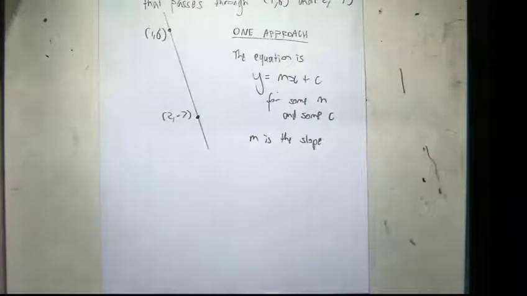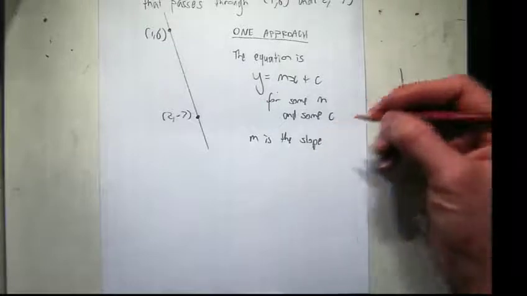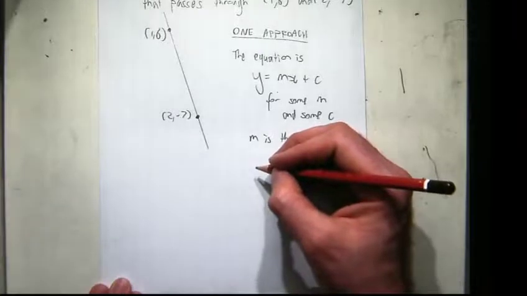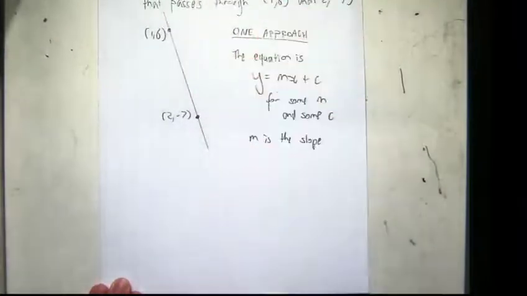So I could just say, all right, 6 equals m times 1 plus c, minus 7 equals m times 2 plus c, and try and figure out what m and c would have to be to make that work. But I can be a bit cleverer than that. M is the slope, okay? And I also know that m is the rise over the run. So if I can figure out how far it is between these points, I can do it.